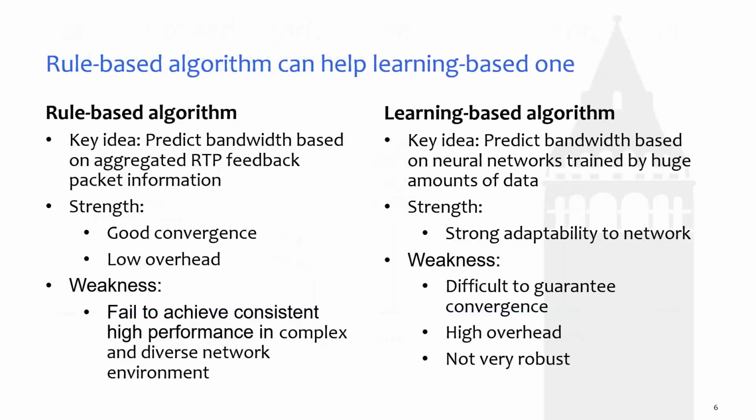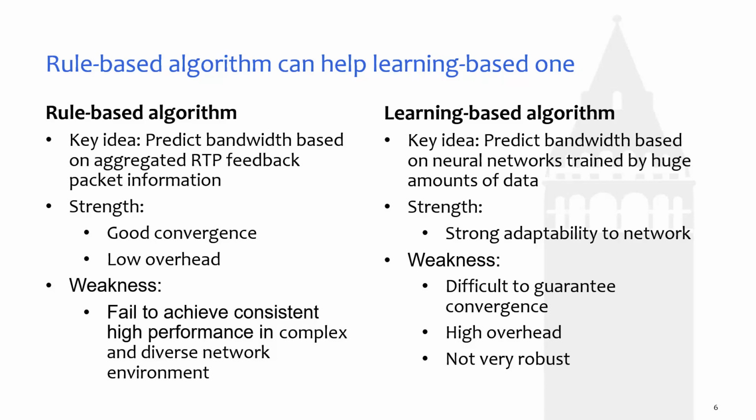Learning-based algorithms predict bandwidth based on neural networks trained on huge amounts of data. Deep neural networks tend to give strong adaptability to the network. However, training neural networks requires a lot of data, takes a lot of time, and is difficult to converge. Deep neural networks require matrix computation and bring high overhead. In fact, bandwidth prediction should not take up too many computing resources. At the same time, reinforcement learning is not so safe and is not very robust in an untrained environment.